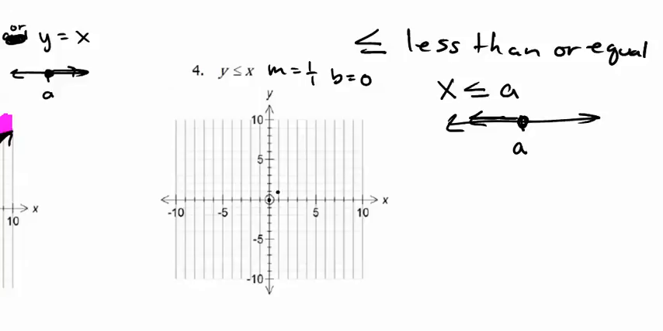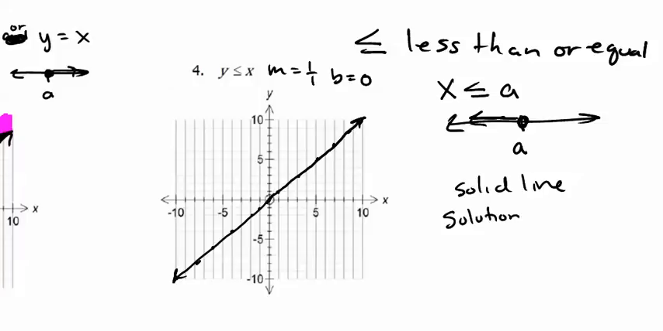Okay, so I'm going to plot some points that are constantly on this line. All right, so maybe I'll skip some just to save some time. Okay, but I need enough to show the formation of my line, and this also is a solid line. Okay, so again, a solid line means that the solutions on the line are included. Okay, or the points on the line are included.